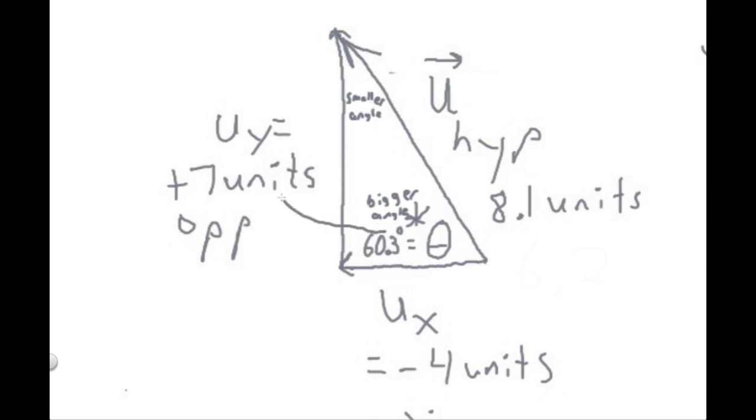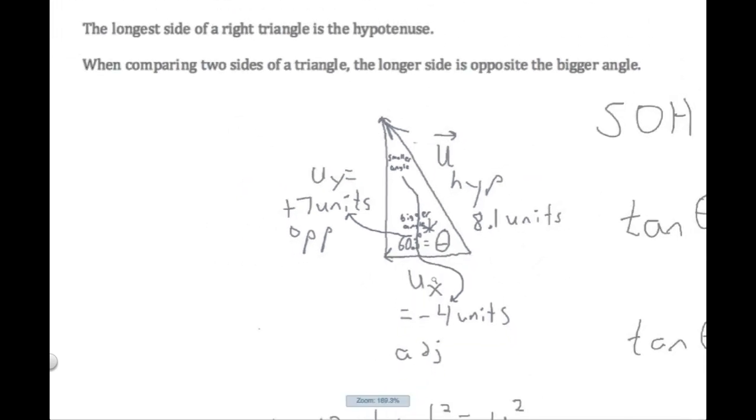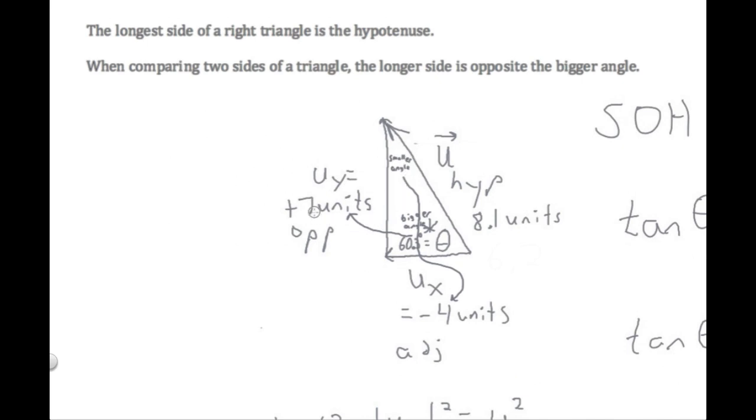And yes, this bigger angle is opposite the bigger side of 7. And this smaller angle is opposite the smaller side of 4. So this did check out. The longer side, 7, was opposite the bigger angle, 60.3. And the shorter side, 4, was opposite the smaller angle. Whatever this angle is, we know it's less than 60.3, less than 45 degrees, in fact, since these two angles have to add up to 90. So that's another good way to check that we did this correctly.